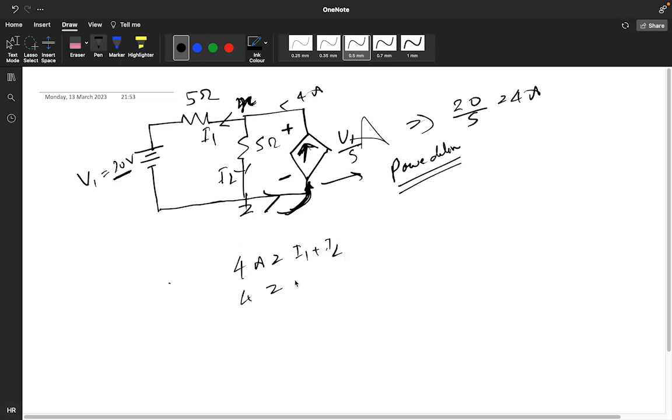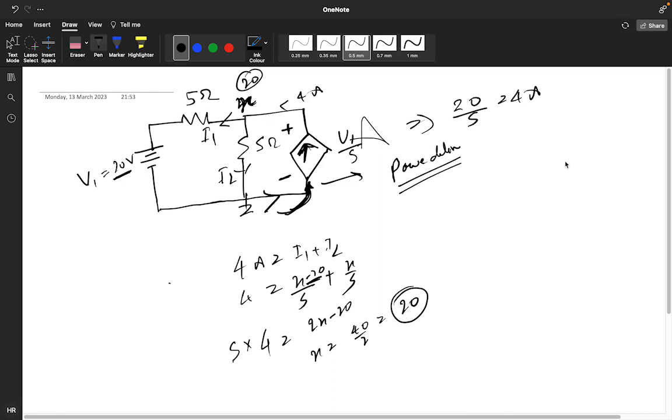So I1 will be x minus 20 divided by 5, and I2 will be x by 5. So 4 equals x by 5 plus (x minus 20) by 5. So what will you get? 2x minus 20 equals 4 into 5, so x value is 40 by 2. You are getting x value as 20. So this is your 20.